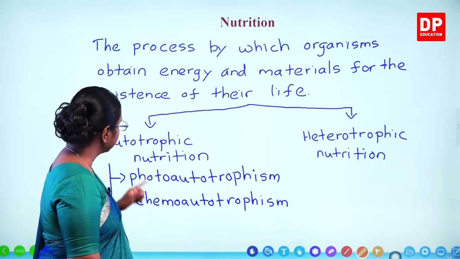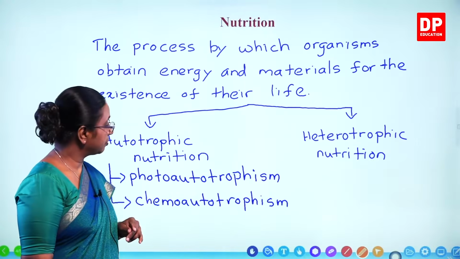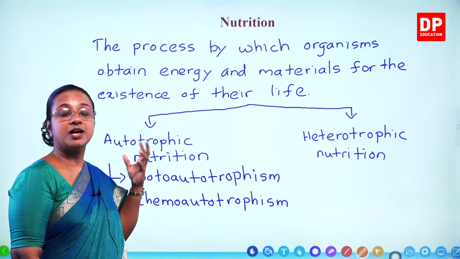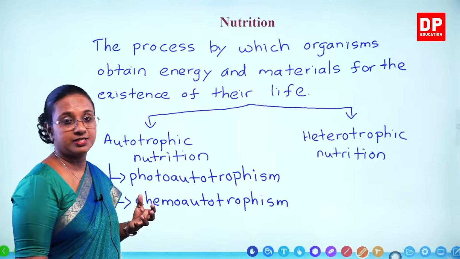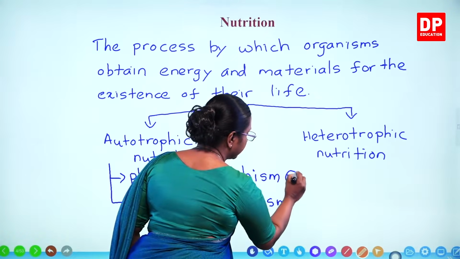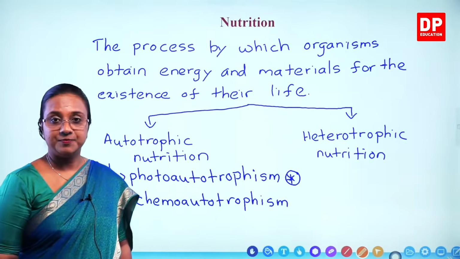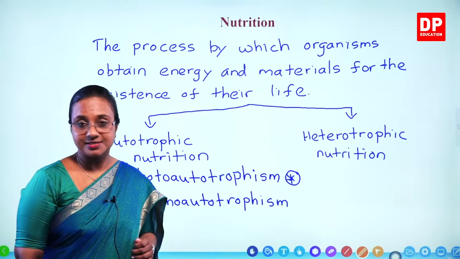In this lesson, we will focus on the photoautotrophic organism. Those are the green plants and how they carry out photosynthesis. So, we will discuss the process of photosynthesis in detail. And with that, I will move on to the lesson.